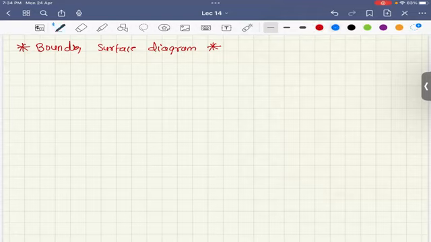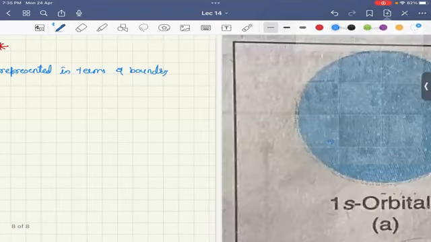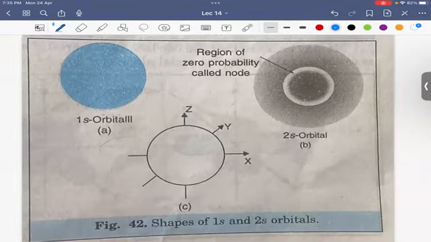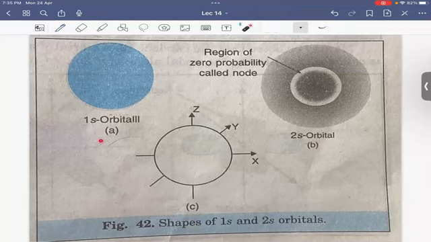So the shapes of orbitals may be represented in terms of boundary surface plots, right? So this is the boundary surface diagram of 1s orbital. S orbitals are non-directional and spherically symmetrical. This means that the probability of finding the electron is the same in all directions at a particular distance from the nucleus. So this is the representation of 1s orbital, right?